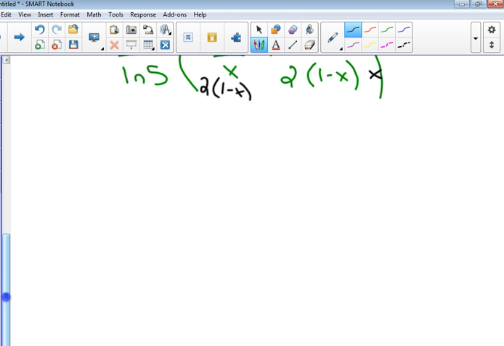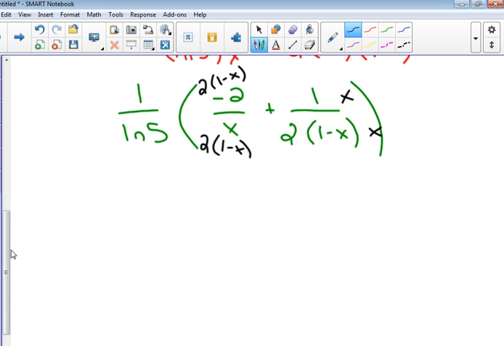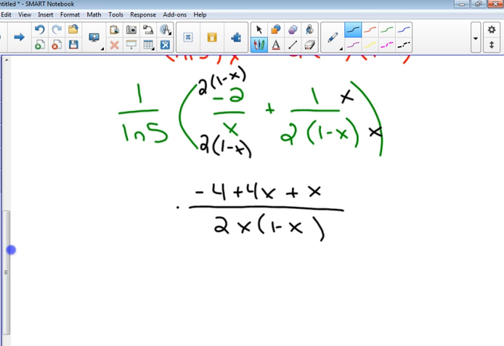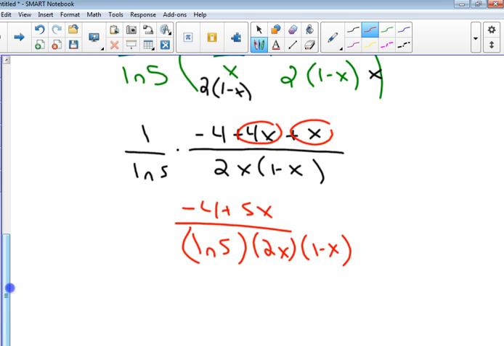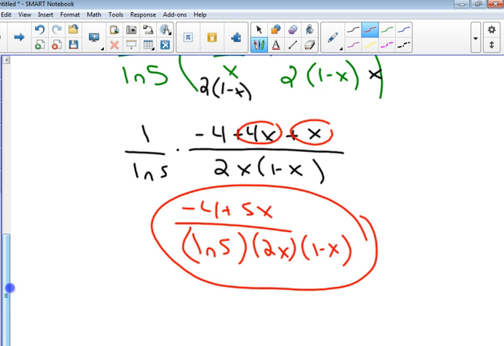Yeah, I mean, technically it's right, but you want to kind of clean it up a little bit. You know what? Negative 4, good. That's going to be plus 4x, yep. Then you have plus x. 2x. So negative 4 plus 5x. ln 5, 2x, 1 minus 5. Carolyn, got you guys the answer? Good.